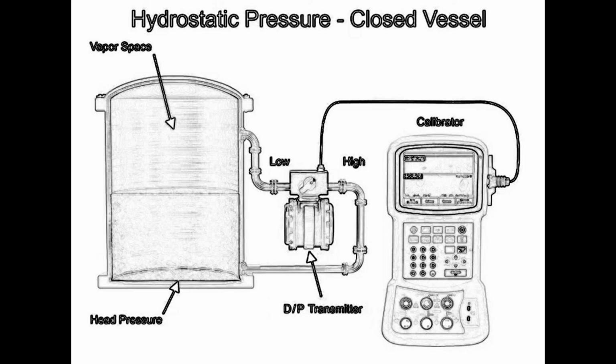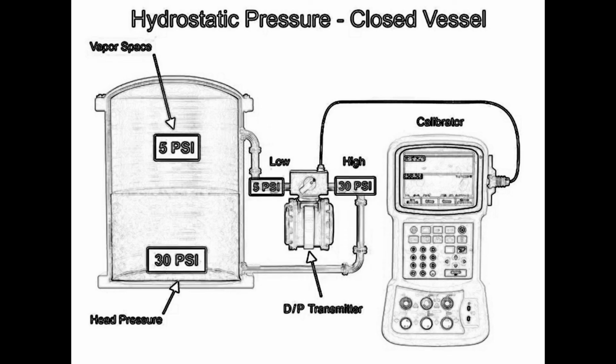This device has a high pressure side input and a low pressure side input. The high pressure input is connected to the bottom of the tank to measure hydrostatic pressure. The low pressure input of the differential pressure transducer is connected to the vapor space pressure. The transducer subtracts the vapor pressure from the high pressure, resulting in a value that represents the hydrostatic head proportional to the liquid level.